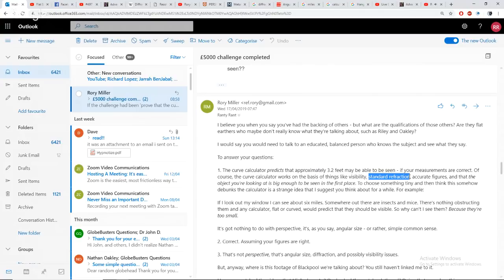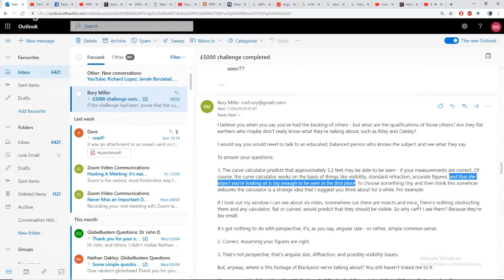Okay, it does include standard refraction. Can it be proven? No, but it includes it. Accurate figures. Well, of course, it needs accurate figures to actually work upon, giving you the result that you would be looking for. Finally, and this is the best part, and that the object you're looking at is big enough to be seen in the first place. Wow, that's our whole point. The curve calculators do not include this.